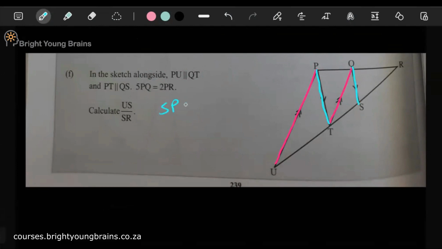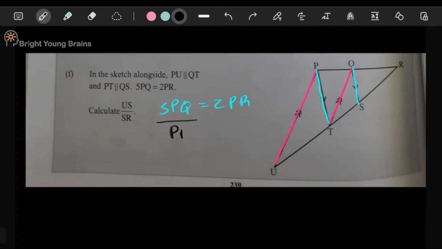Like 5PQ and the 2PR. So we said what's easier is if we have the variables alone and the numbers alone. So here we can divide both sides by PR first, divide by PR. And then here we're going to have this cancel this.